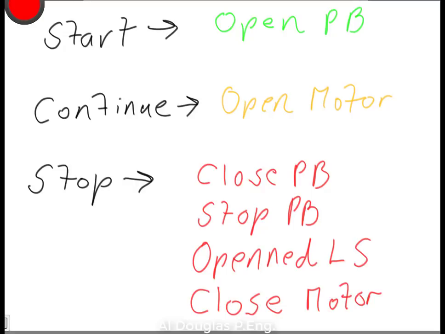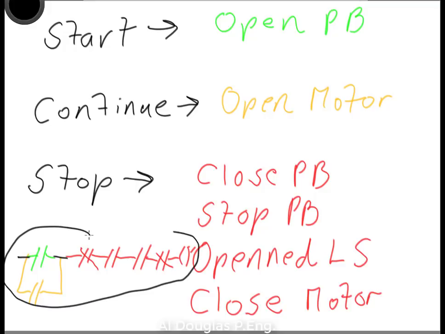So what our logic will look like, that's our start. Let me draw this in the colors here. Our start button, we're going to have our continue branch down here, and then a bunch of different things that actually make us stop. As long as we don't have the close button, stop button, open limit switch, or the close motor, as long as we have all those things, we can actually run. That's what our logic is going to look like on the page right there.